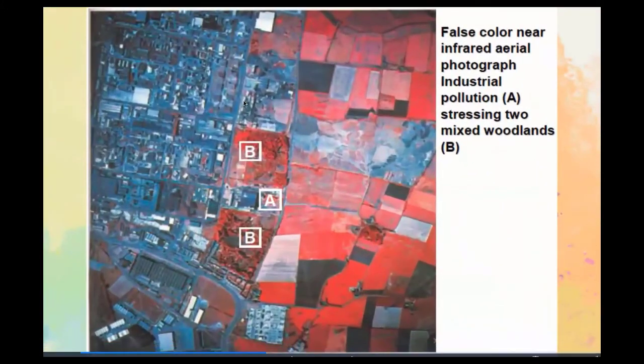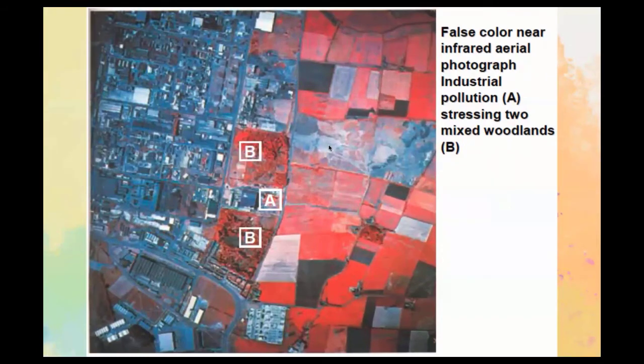And the second example shows how pollution or other human activities may lead to differences in spectral signature. So A here is an industrial pollution source, and there are two nearby forest areas, B. Just from the color, without any field observation, you can see the potential influence on these two patches of woodlands.